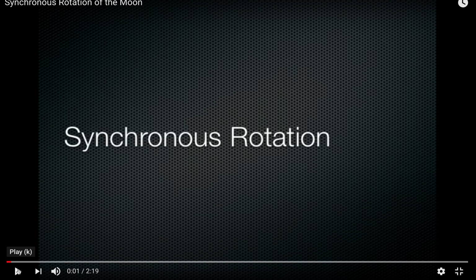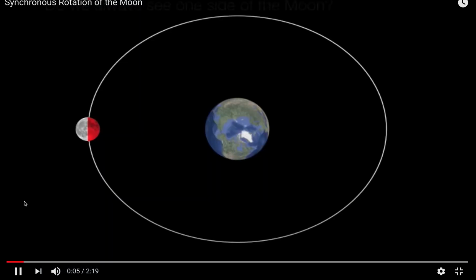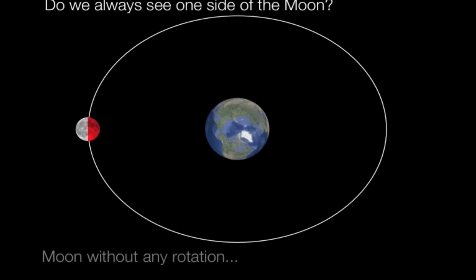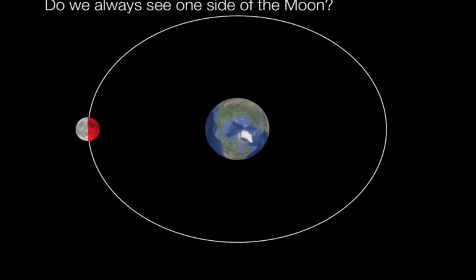So let's see what happens if this was not the case. So really quick here, you're going to notice the red side of the moon is what we see. And if we did not have any rotation, if you notice the moon is not rotating, it is only revolving around the Earth. So during one cycle, you should have noticed that we saw all sides of the moon, the red side and the white side. That is not the case. We always see the same side of the moon. So let's see what happens.